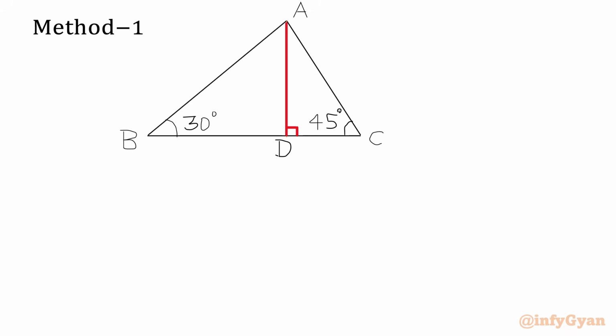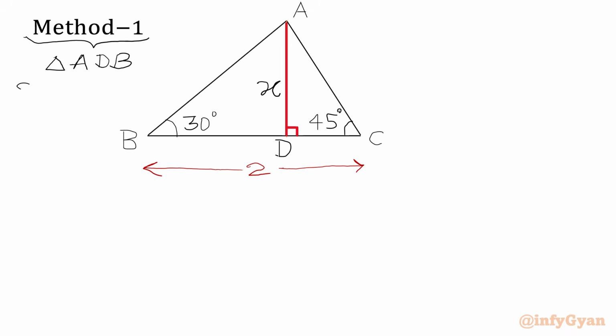Today in this video we are going to find side lengths AB and AC of the triangle ABC, whose side length BC is 2 units. Angle ACB is equal to 45 degrees and angle ABC is equal to 30 degrees. So let's get started with our method number 1. Here we are going to assume length AD equal to x. Now we will pick triangle ADB.